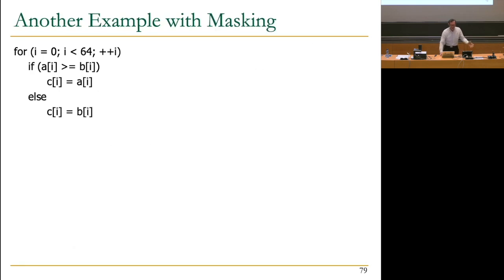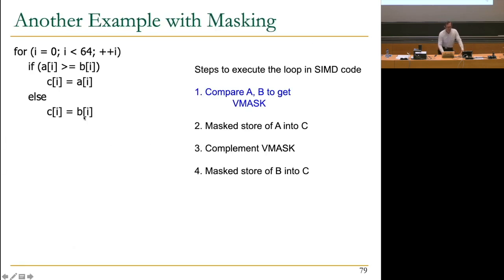Okay, so this is another example with masking. This is actually more sophisticated, but I won't give you the code. You can write the code. And this is again vectorizable. But now we're checking if AI is greater than BI. If that's the case, we set CI to be AI. Otherwise, we set CI to be BI. What we need to do is compare A and B to get the V mask. And then we do a mask store of A into C. And then we complement V mask, that's the else. And then we do a mask store of B into C. And then once you go out of this loop, you set the V mask to all ones.